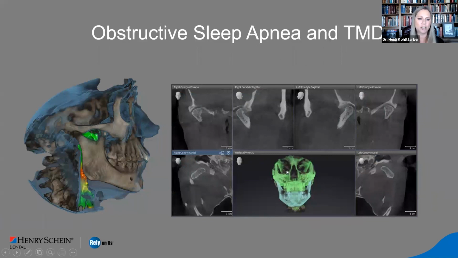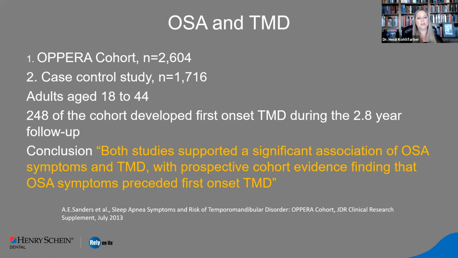All right, so let's talk a little bit about the correlation between the two of these. This was a cohort study. This is the OPERA cohort, a huge cohort study, and they had about 2,600 people within this particular study, ages 18 to 44. They end up doing multiple studies on this. The first study, they found that 248 of the cohort developed first onset TMD during the 2.8 years of follow-up. Both of the studies that happened support a significant association of obstructive sleep apnea symptoms and TMD, with prospective cohort evidence finding that OSA symptoms preceded the first onset of TMD.